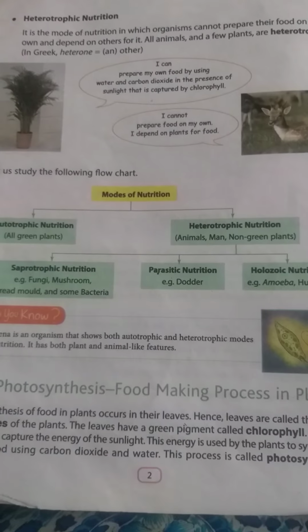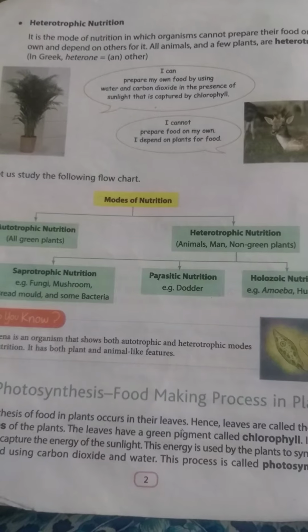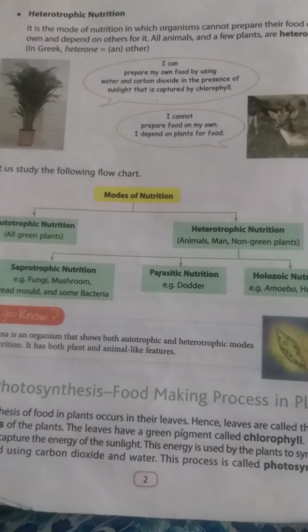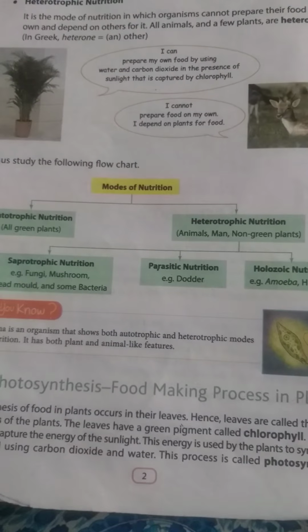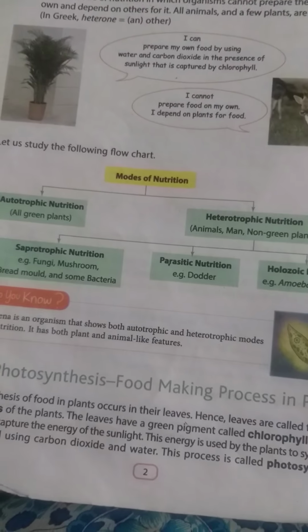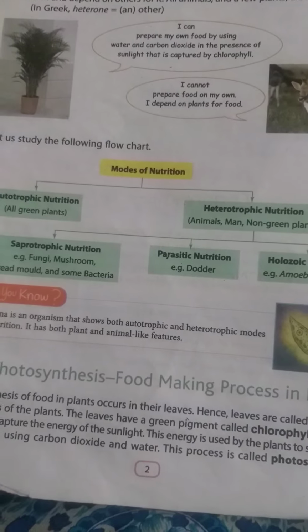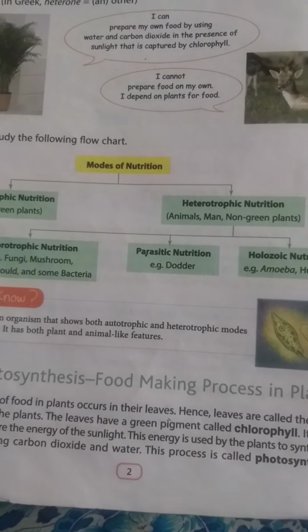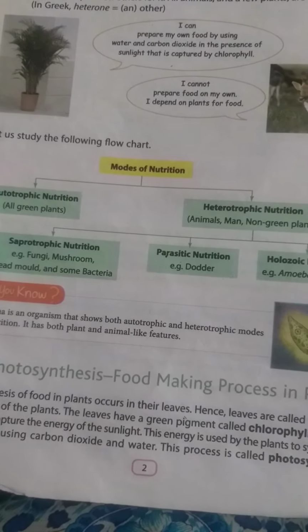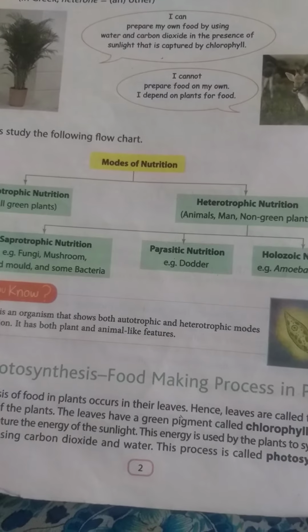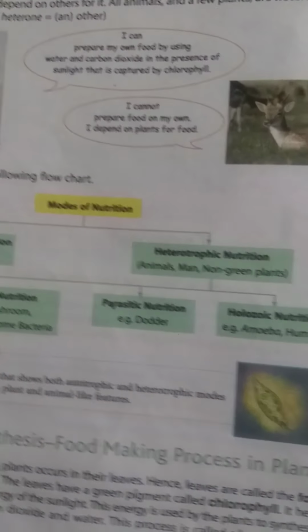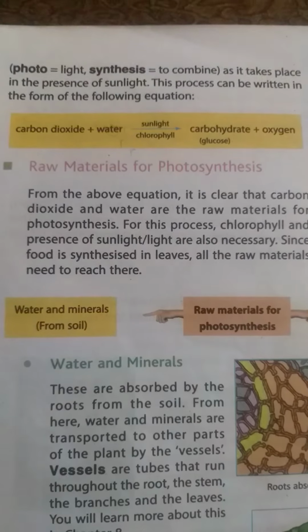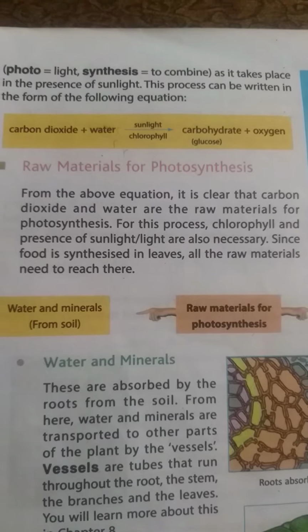Sunlight is captured by the chlorophyll, and this energy of the sunlight is used by the plants in order to prepare the food. Apart from sunlight, plant also uses carbon dioxide and water. And when plants synthesize food with the help of sunlight, carbon dioxide and water in the presence of chlorophyll, the process is called as photosynthesis. We all know that the raw materials required for photosynthesis are carbon dioxide, water, chlorophyll.